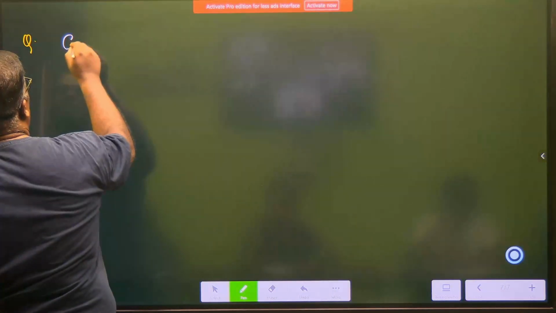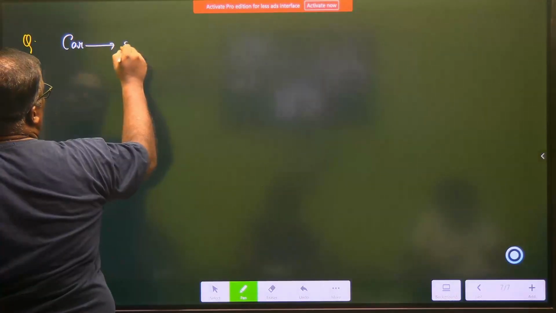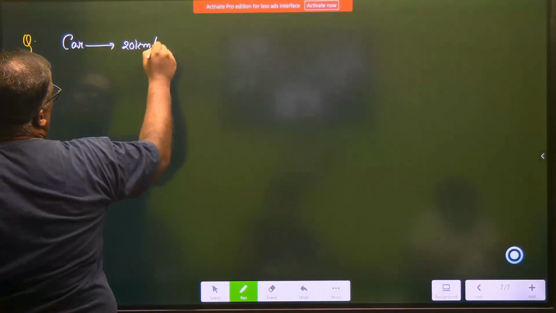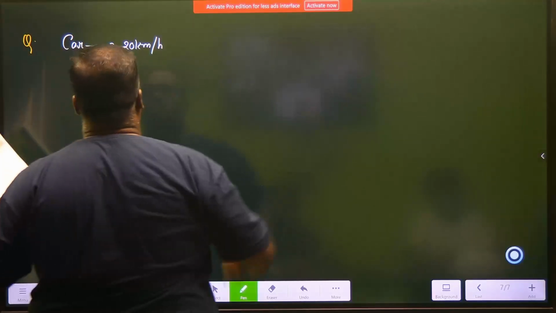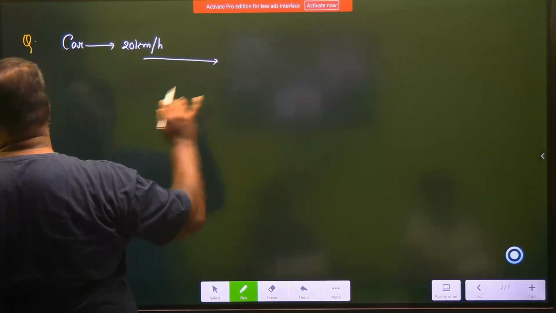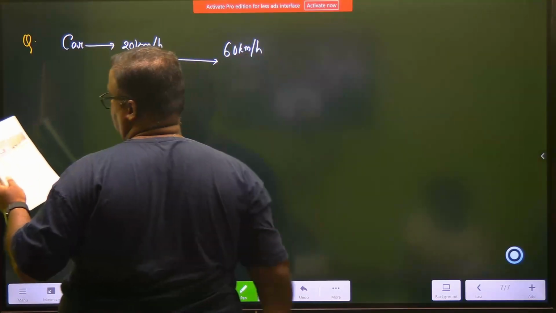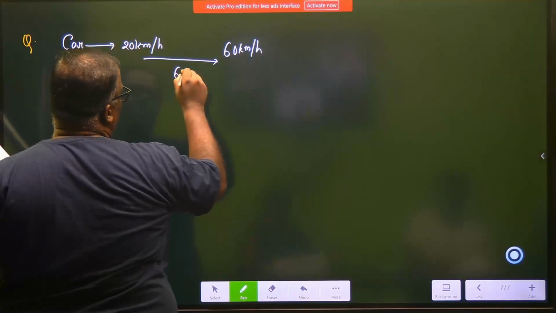So we have a car. Okay. The car is traveling at 20 kilometers per hour. And this car, 20 kilometers per hour, and then suddenly I don't know what happens to this car. Boom, boom, it takes up speed until 60 kilometers per hour. And this thing happens in 6 seconds.